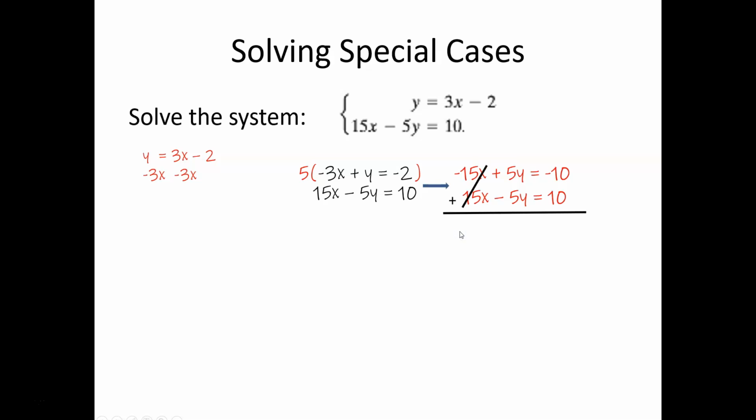Our x's cancel out just like we expected. Oh, so do our y's. Oh, so do our numbers. And we end up with 0 equals 0. Does 0 equal 0? Why, yes. Yes, it does. And so we have infinitely many solutions.